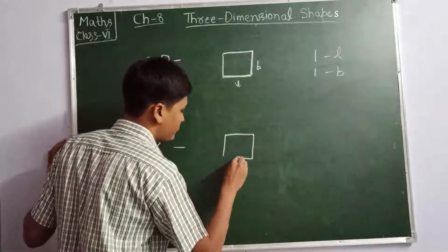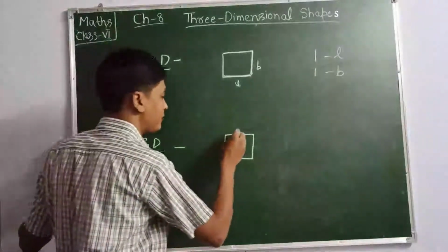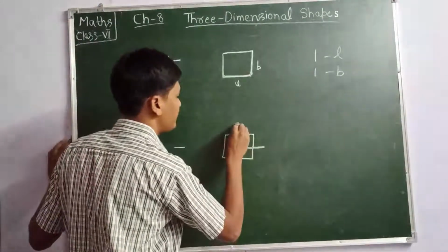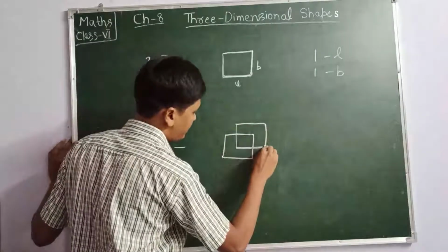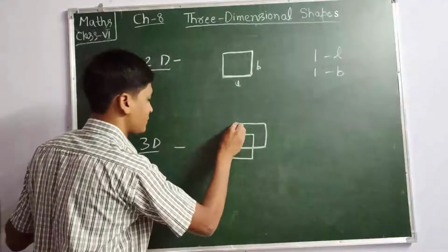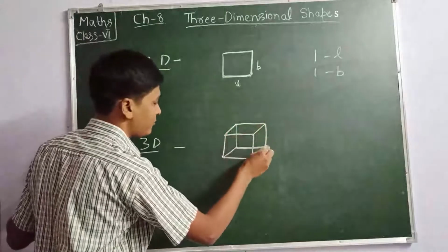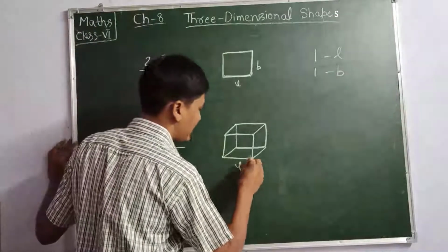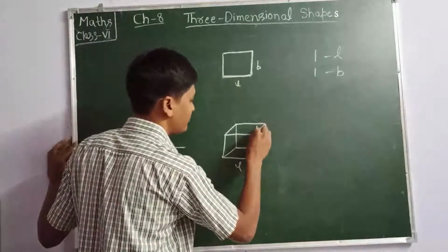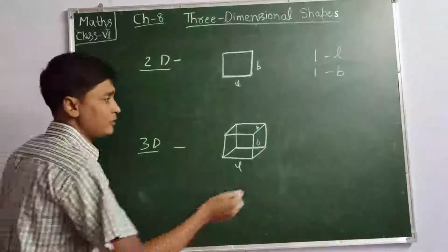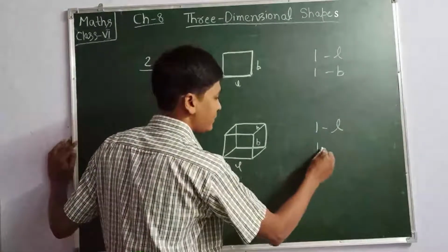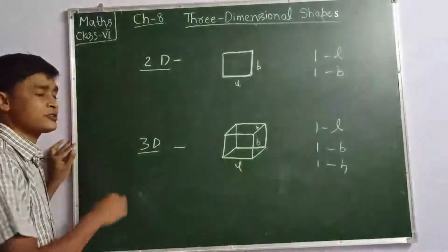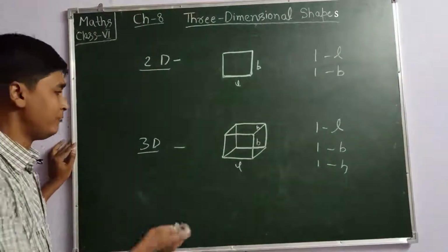First of all, we have to draw a square. When I give one height to this square, what figure will it form? It has three things: length, breadth, and height also. So this type of figure is called a 3D figure. It's an example of a 3D figure.